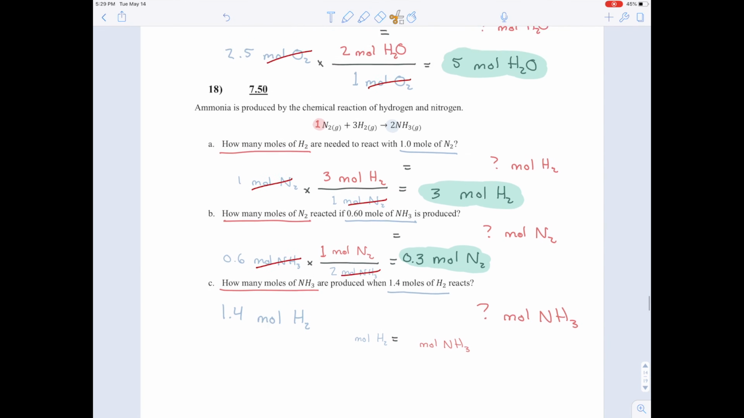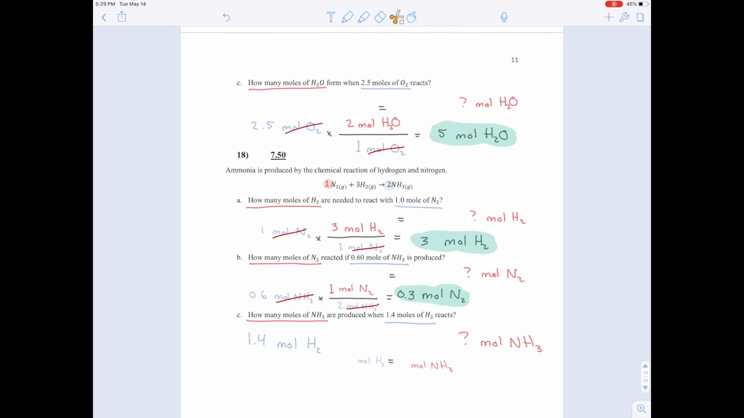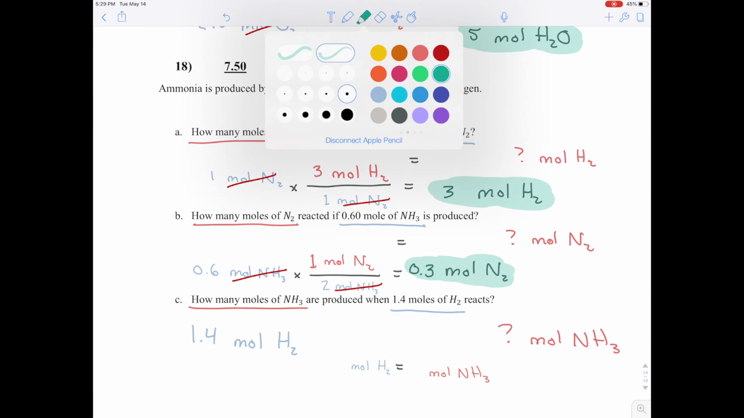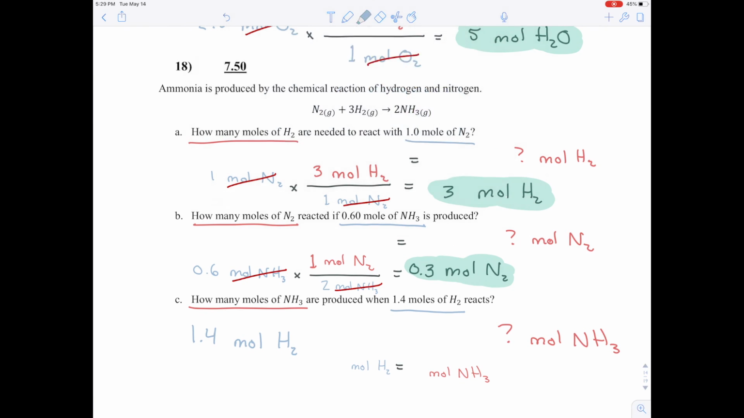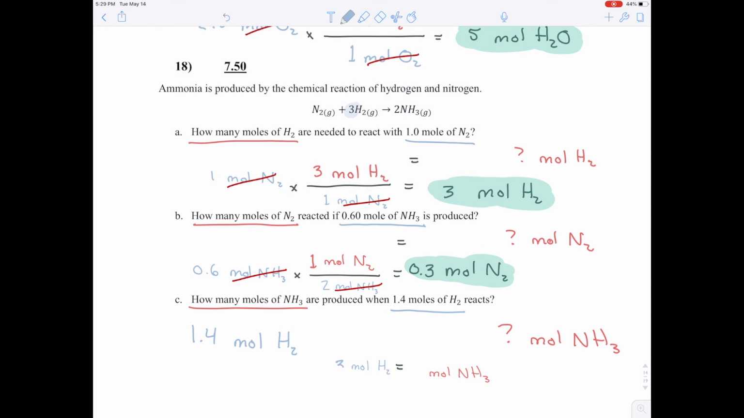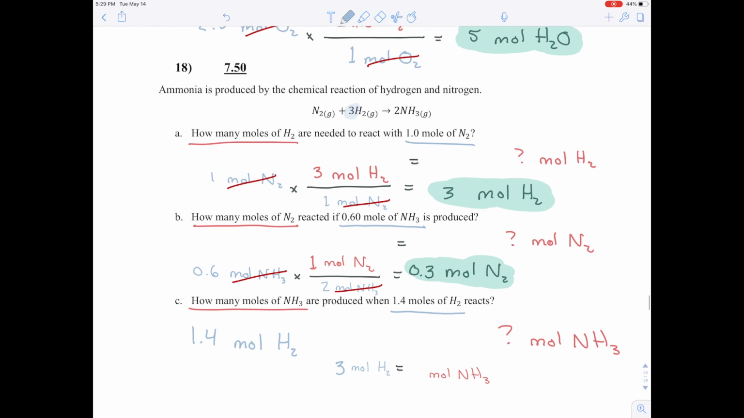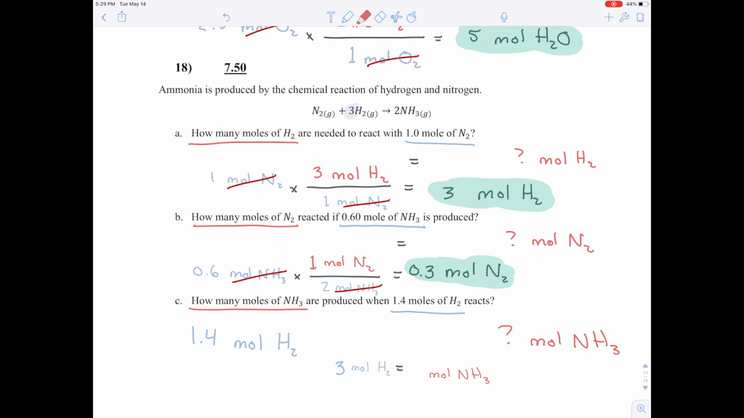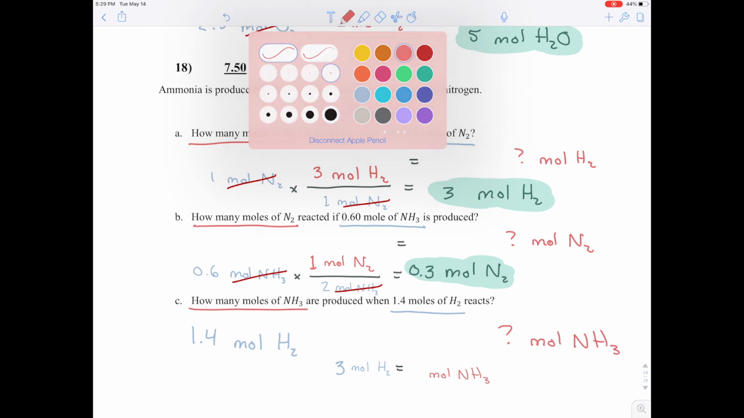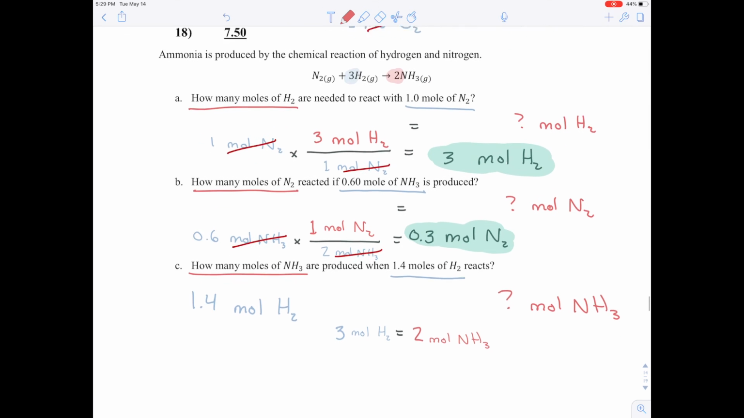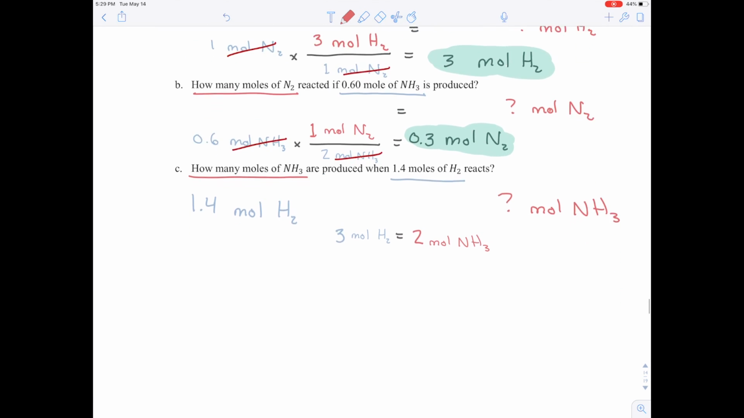And to find that out, we're going to go to the balanced equation, and notice that in this balanced equation, in front of H2, we have 3. So we know that for every 3 moles of H2, go back to the balanced equation, look in front of NH3, 2 moles of NH3 are produced. So you'd write a 2 in front of moles of NH3. So we have our conversion factor.